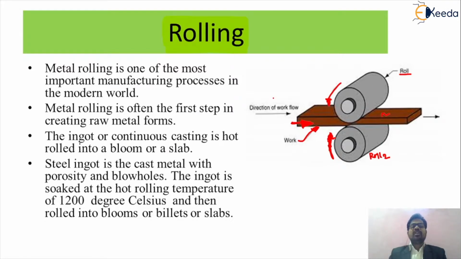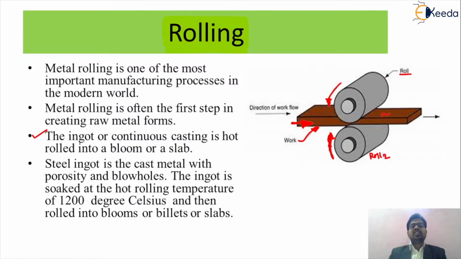Now friends, we have to understand the raw material that we use for the rolling process. First of all, an ingot or continuous casting is hot rolled into a bloom or a slab. Later on we will understand what blooms and slabs are, and what the different types of bloom mills and slab mills are. So obviously we have to understand this process first.